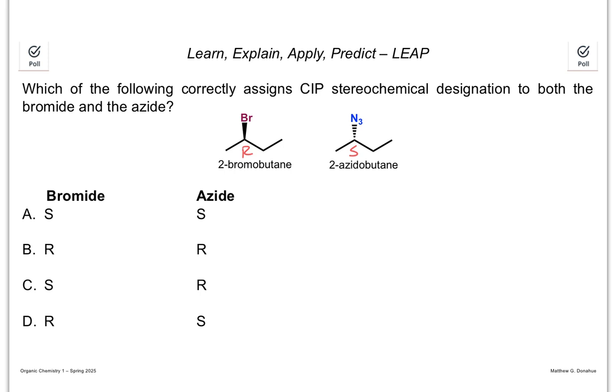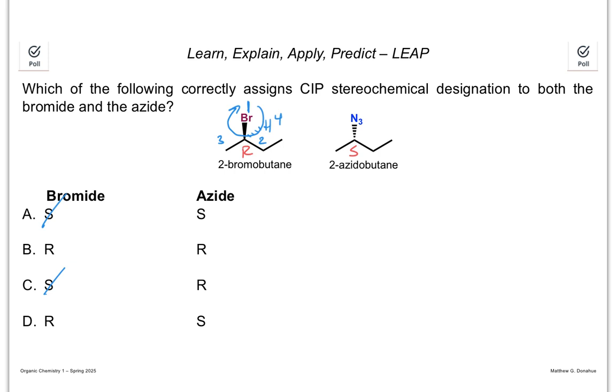Let's review this in terms of assigning R and S. For the 2-bromobutane, bromine gets priority 1. The hydrogen is going back, that's priority 4. Of the 2 carbons, the one in the longer chain is the second priority, and the shorter one is the third. So our steering wheel here is going clockwise, so that gives us the R. That would eliminate A and C.